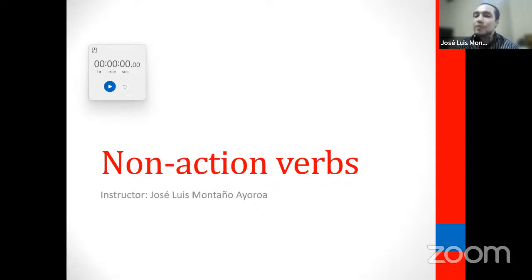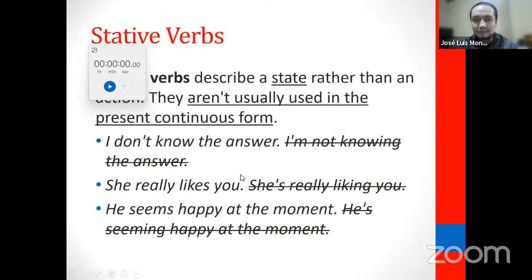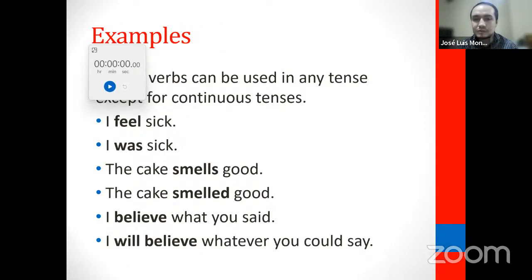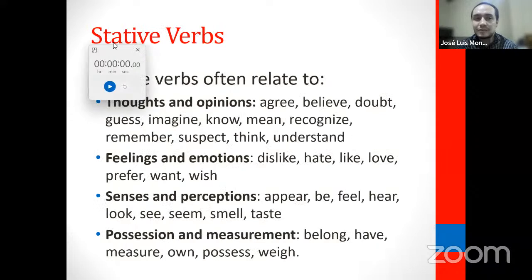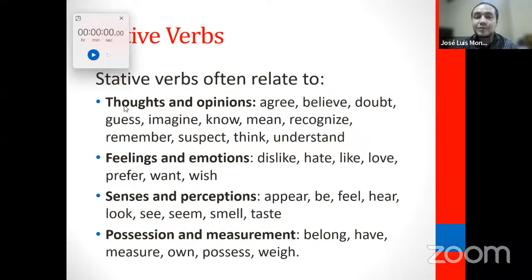Great, thank you, Daniel. So with you two, please, Wilson and Daniel, we're going to do the following. Before writing these examples, we're going to try to remember only the categories, all right? As you were saying, Daniel, here we have thoughts and opinions, feelings and emotions, senses and perceptions, possession and measurement, right? Those are going to be the four ones that we need to remember. One more time: thoughts and opinions, feelings and emotions, senses and perceptions, possession and measurement. If you can remember one or two per category, it's going to be good, and you're going to remember the rest just like that.